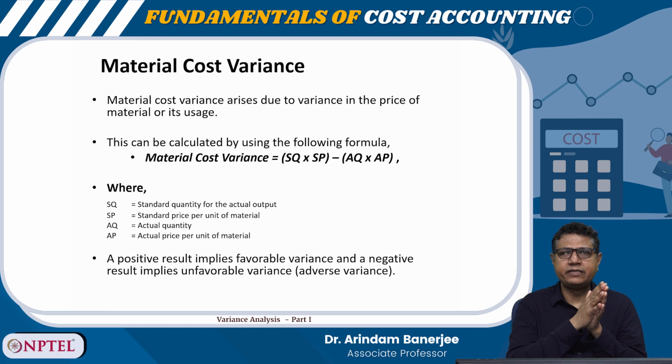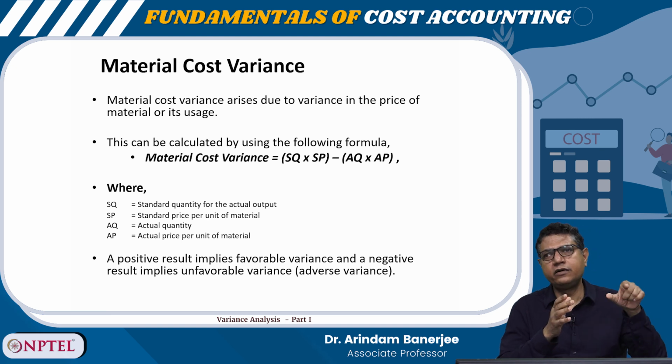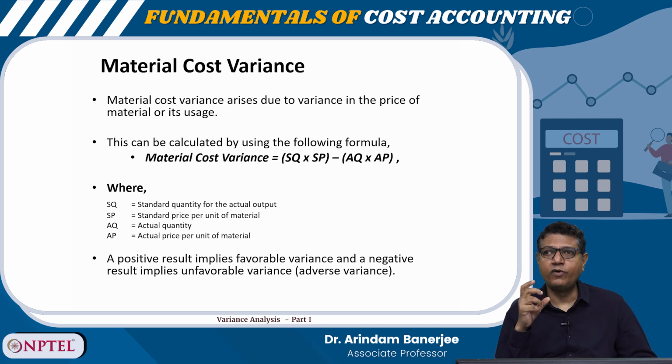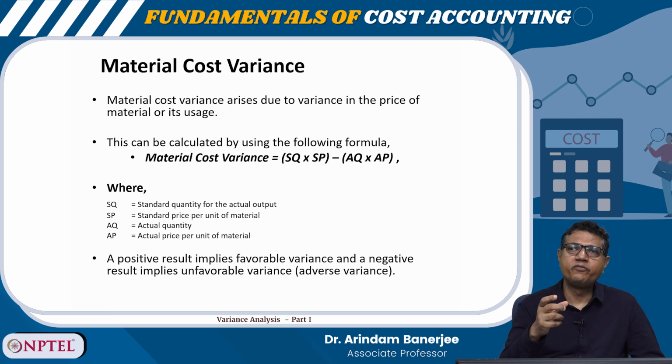So, what would be my standard material cost? Standard quantity into standard price. What is standard quantity? Standard quantity is, for producing one unit, how many units of standard material you need. That is the standard quantity for actual output.